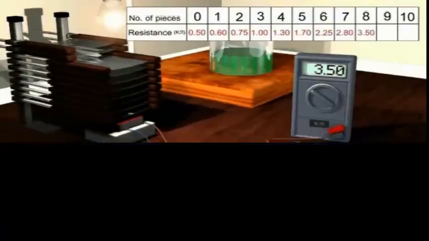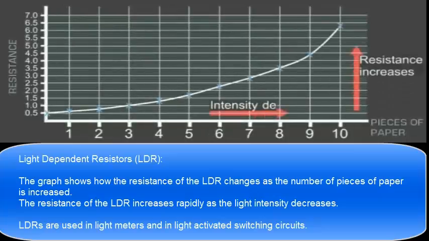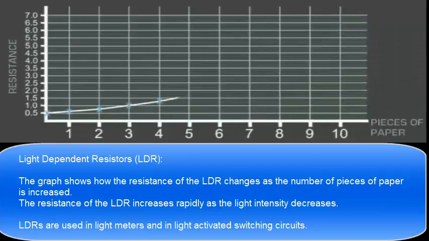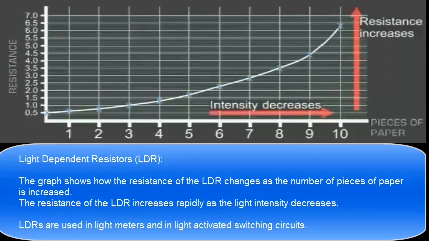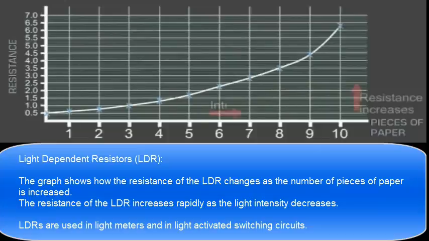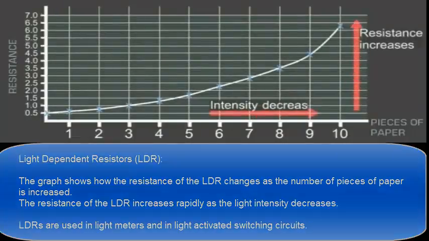and the LDR. The graph shows how the resistance of the LDR changes as the number of pieces of paper is increased. The resistance of the LDR increases rapidly as the light intensity decreases. LDRs are used in light meters and in light-activated switching circuits.